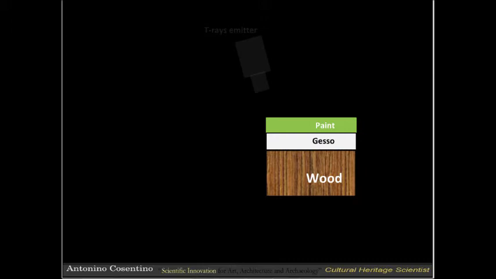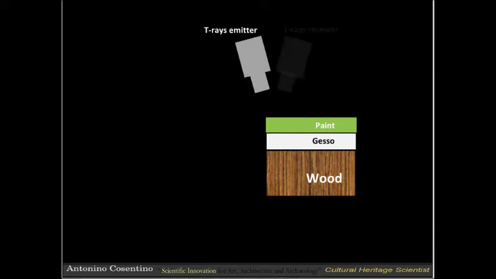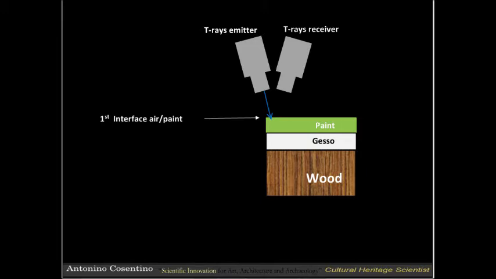If we want to perform a T-ray investigation, we need 2 probes, a T-ray emitter and a T-ray receiver. The T-ray emitter sends a T-ray pulse, which reaches the first interface, air-paint, let's say after 1 picosecond. The pulse is then bounced off and reaches the T-ray receiver after another 1 picosecond.